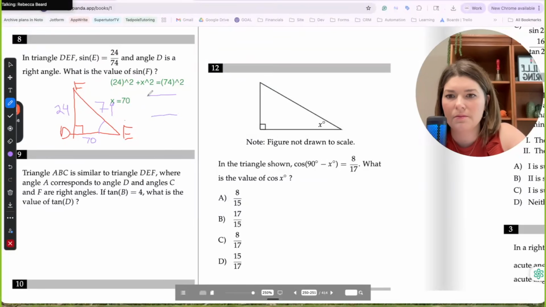What is the sine of F? It's going to be that hypotenuse, which is 74. And then the opposite side.